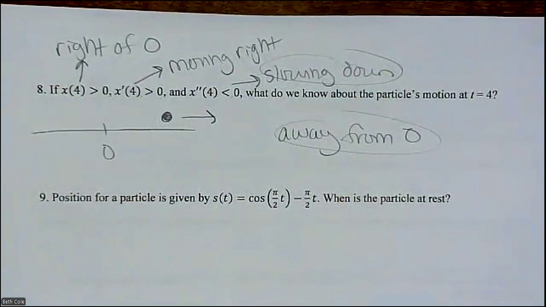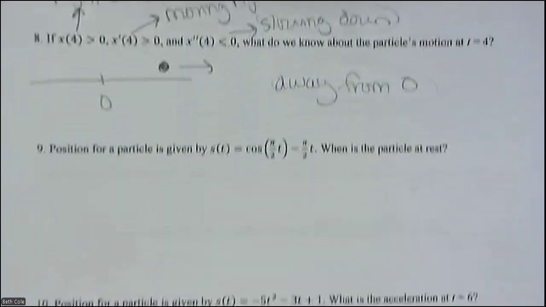These are the two things that it's going to say. Your choices would be moving towards 0, speeding up, moving towards 0, slowing down, moving away from 0, speeding up. Do you get what I'm saying? Moving away from 0, slowing down. Those are what the options are going to be.